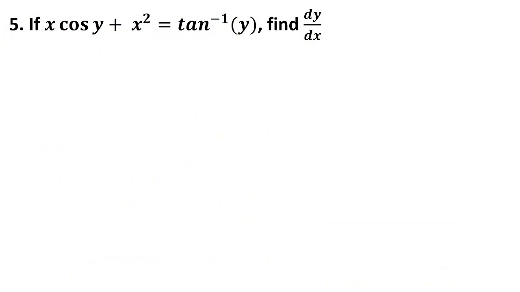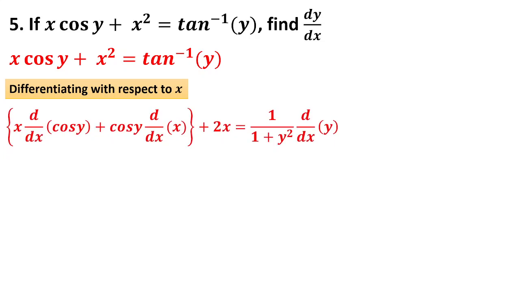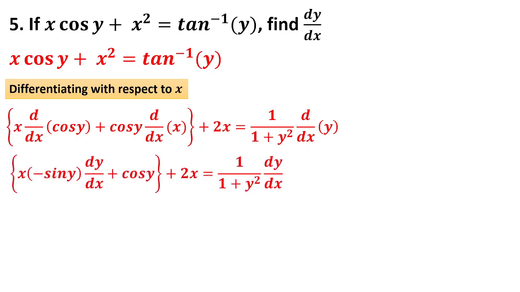x cos y plus x square is tan inverse y. It is a total implicit function problem. Find dy by dx. Left hand side use uv formula. Keep x, differentiate cos y. Cos y keep and differentiate x. Differentiation of x square is 2x. Differentiation of tan inverse y is 1 upon 1 plus y square into differentiation of y.